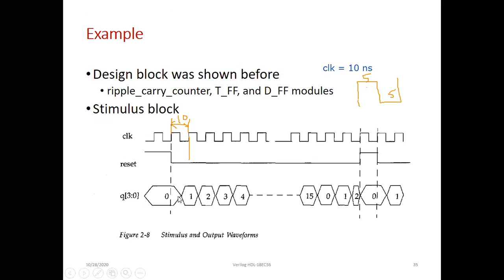See? The counter is starting at 0. Next 1, 2, 3, 4. Keep on, it will go. Once it reaches 15, again 0, 1, 2, it's coming over there. But you can see here what happened. At this time, there was an assert in the reset. It became 1. When the reset becomes 1, what will happen? The counter will be reset to 0. That is why it happened here.